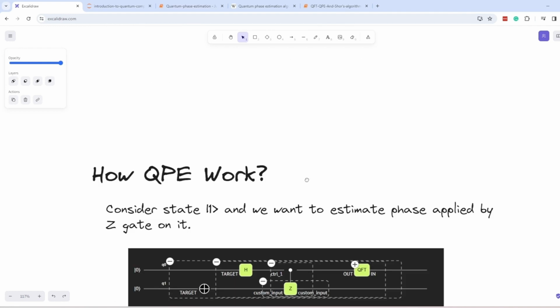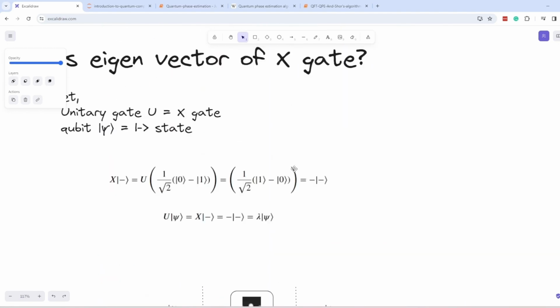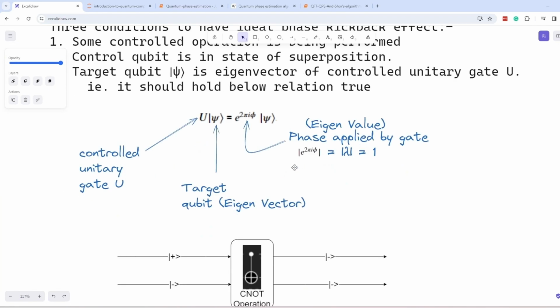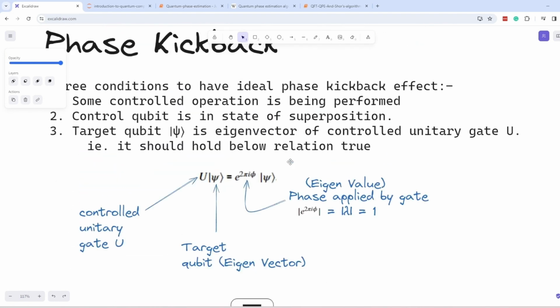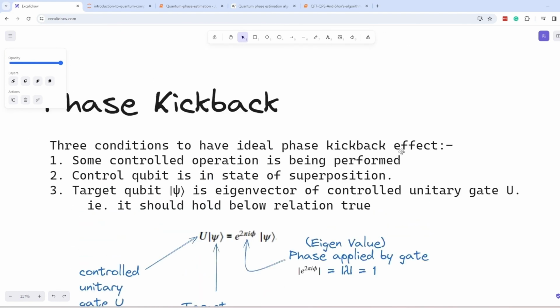In the phase kickback video, if I go back to the top, we saw that there are three conditions to have the ideal phase kickback effect.